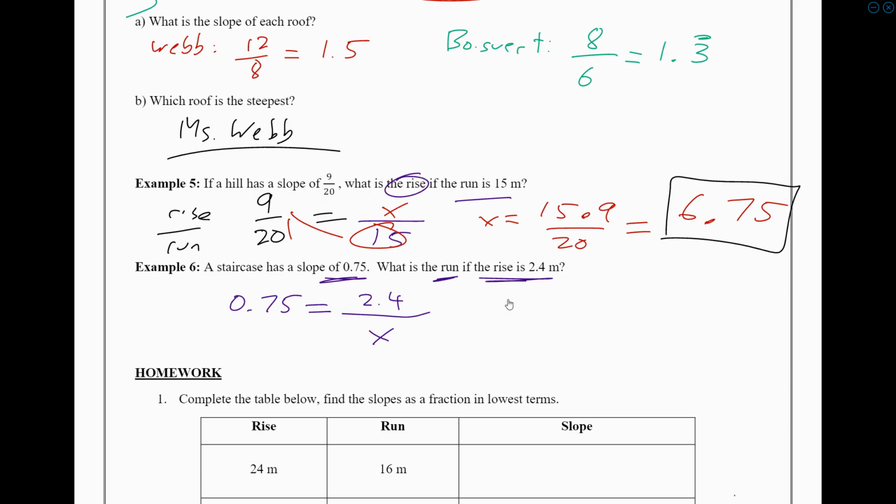So how do I find x? Well, 2.4 times 1 divided by 0.75, cross multiply and divide. x equals 2.4 times 1. I don't really need to write the times 1 here, anything times 1 is itself. Divided by 0.75. x is equal to 3.2. It equals 3.2. Isn't that interesting?